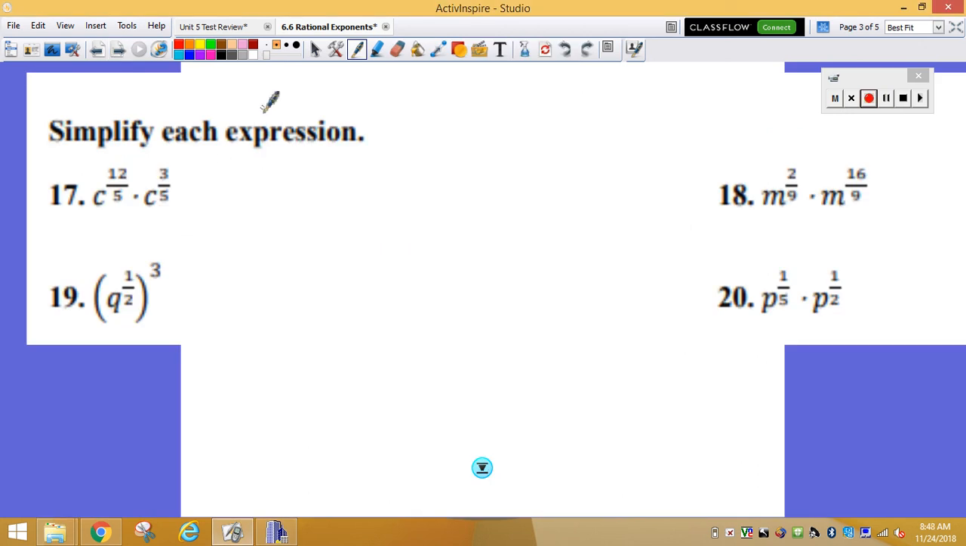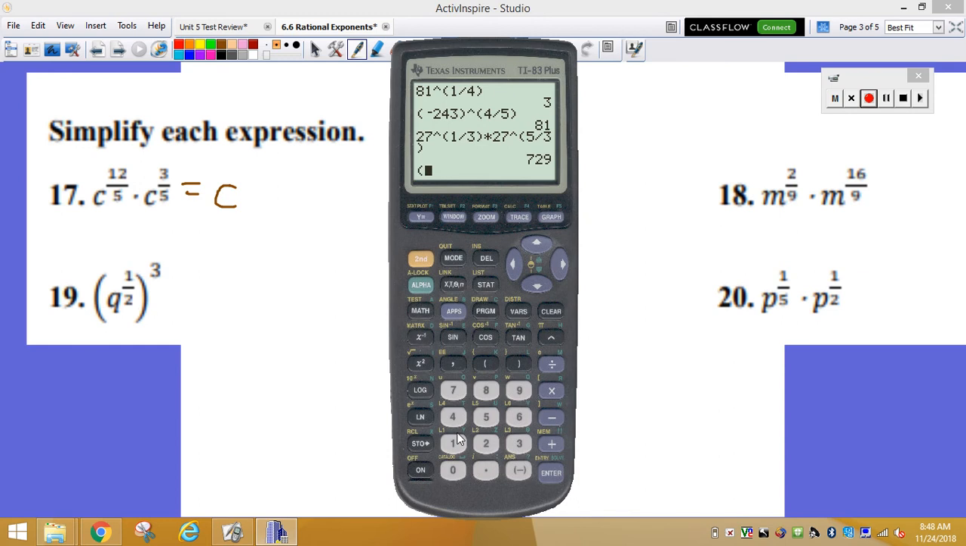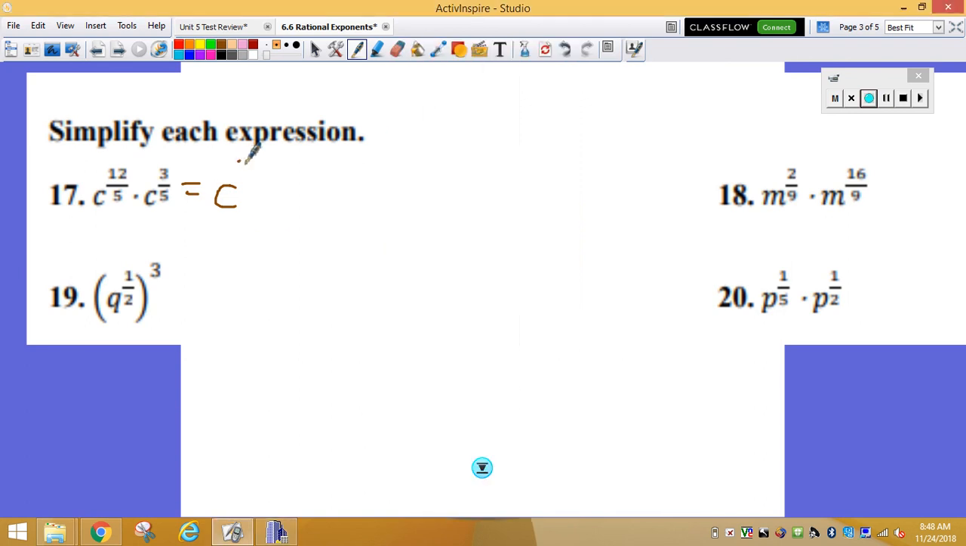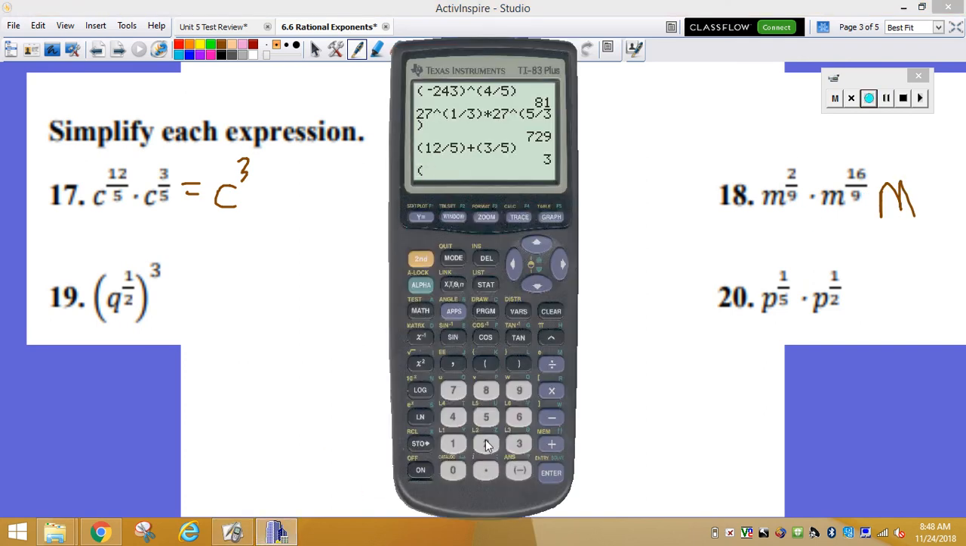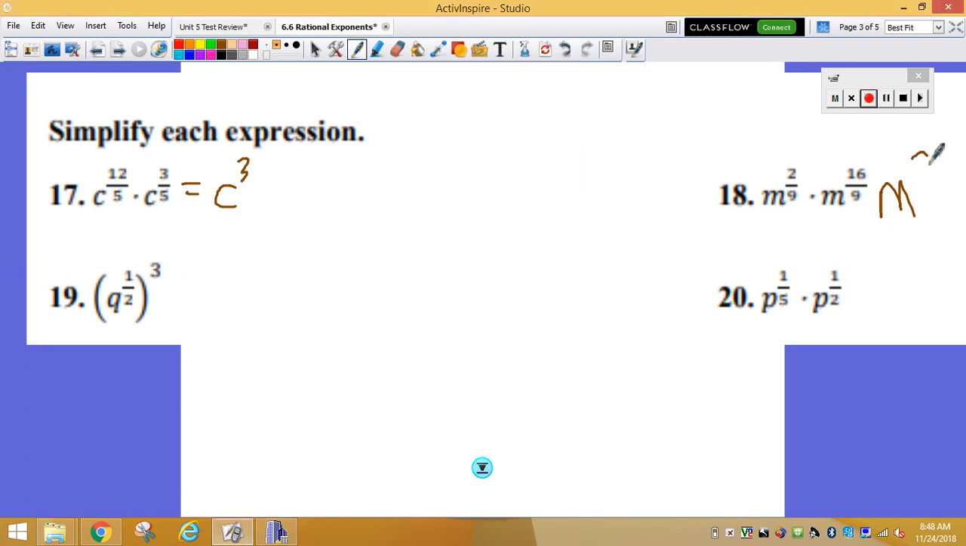Simplifying. Okay, we got to remember our rules of exponents. If they're multiplying, you add exponents. So you would do 12/5 plus 3/5. Because they're multiplying, you add the exponents, and you get c to the 3rd. Same thing, they're multiplying, which means add exponents. So you would do 2/9 plus 16/9, and you get 2. So that would be m to the 2nd.